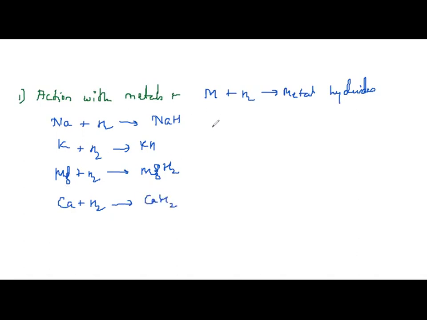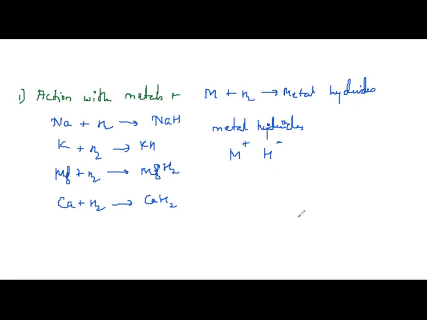And in case of metal hydrides, what is the nature? Here metals will have positive charge and hydrogen will have negative charge. So metals lose electrons, whereas hydrogen gains electrons. Understanding? So it is metal hydride. Okay. This is the first reaction.